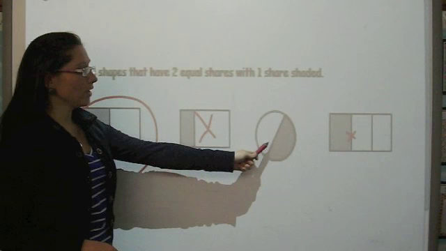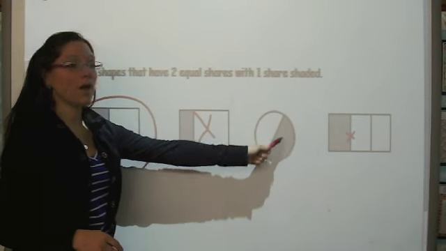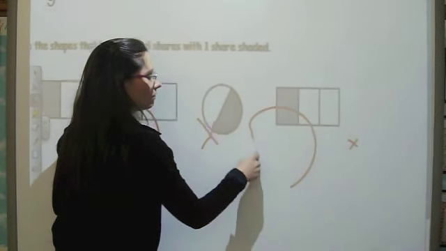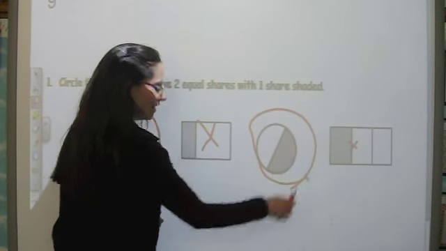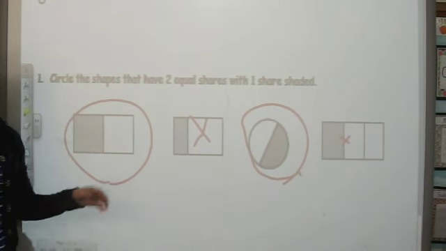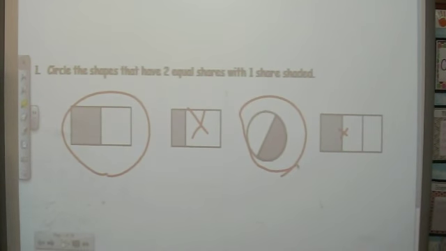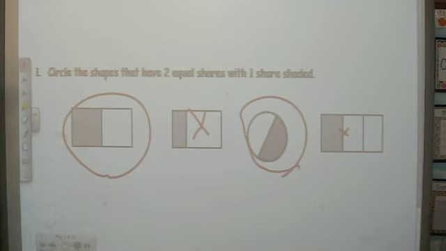This one over here, 2 equal shares, and one of those equal parts is shaded in. So that is also a possibility for us. So we have got 2 shapes here with 2 equal shares and 1 share that is shaded in.